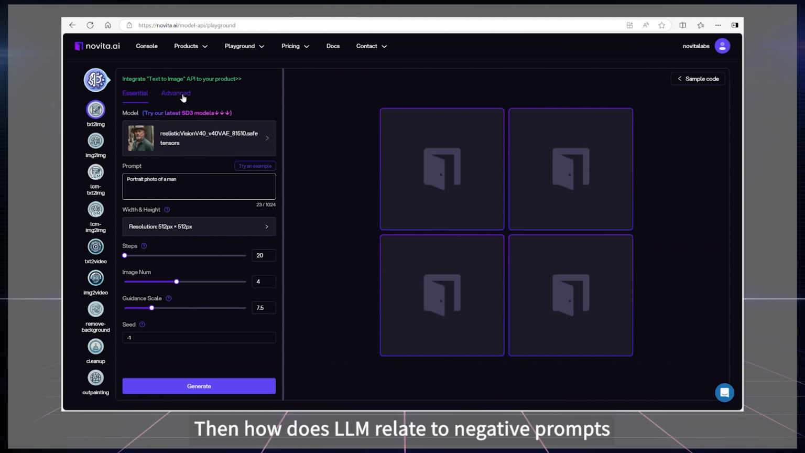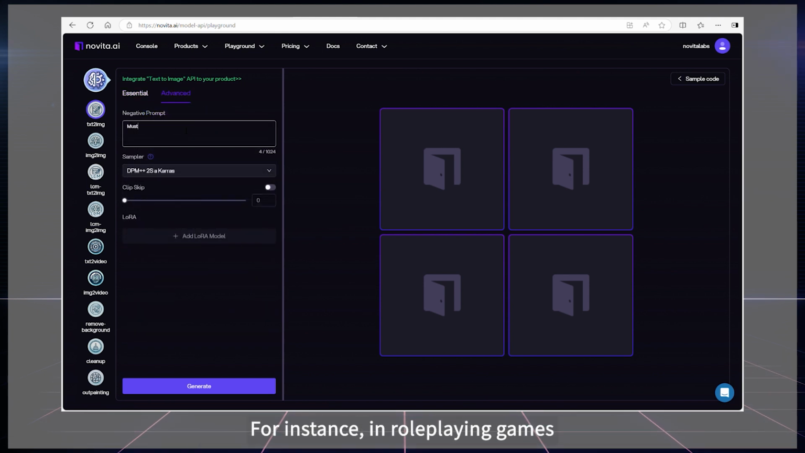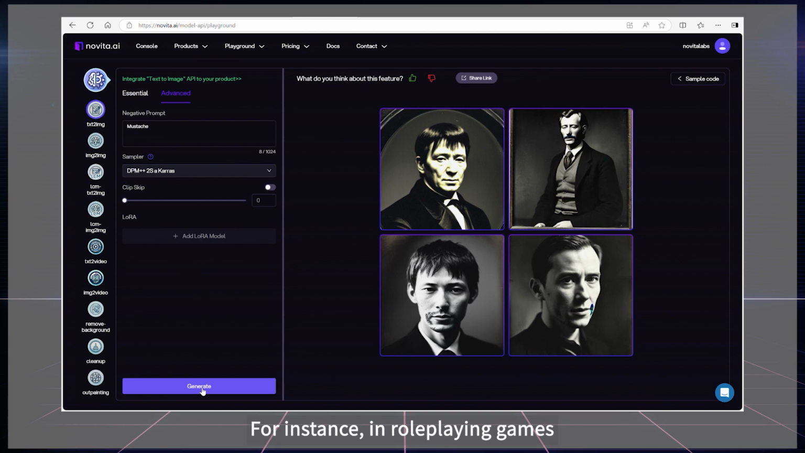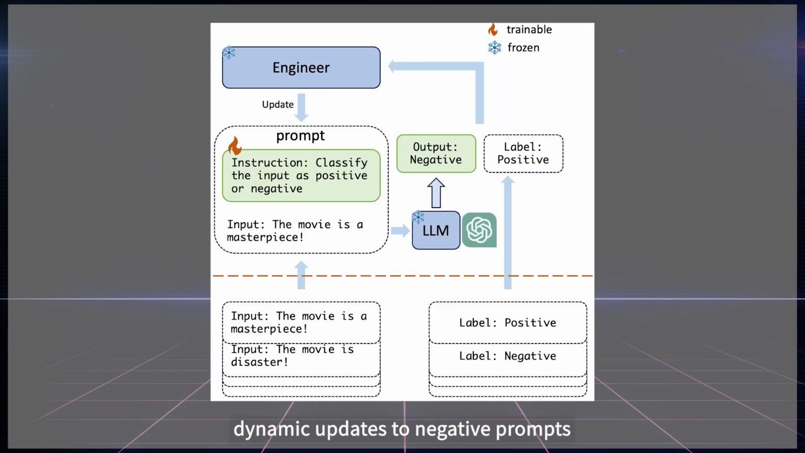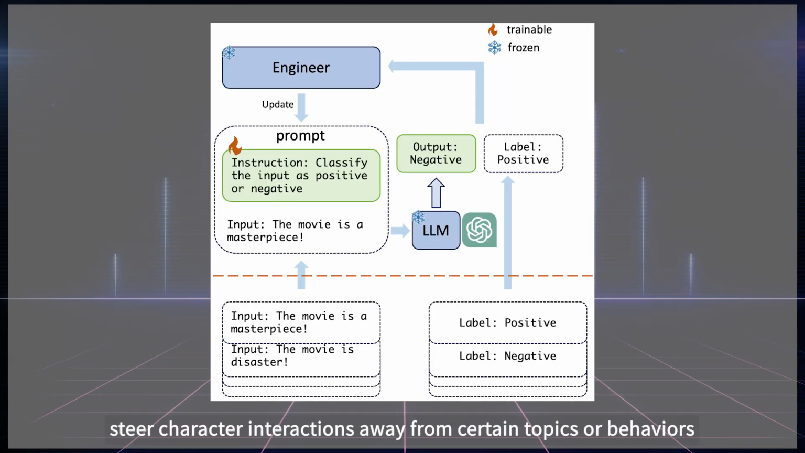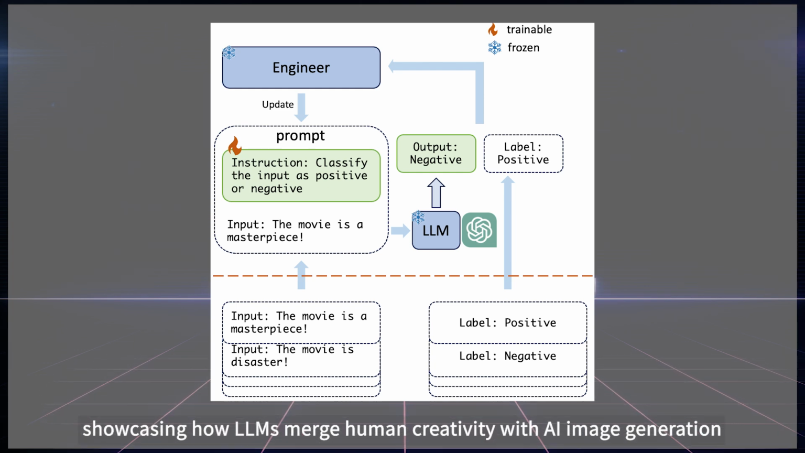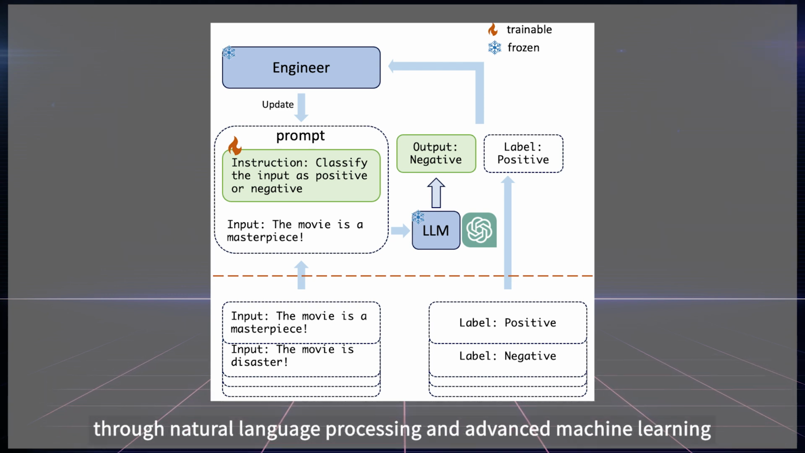Then how does LLM relate to negative prompts? For instance, in role-playing games, dynamic updates to negative prompts steer character interactions away from certain topics or behaviors, showcasing how LLMs merge human creativity with AI image generation through natural language processing and advanced machine learning.